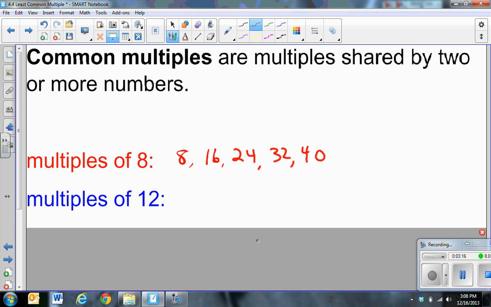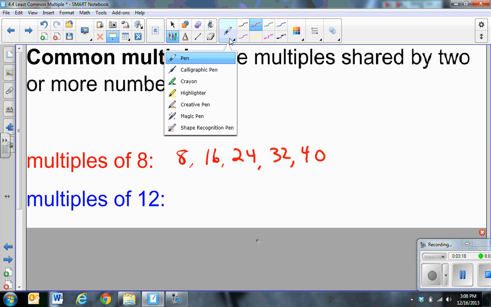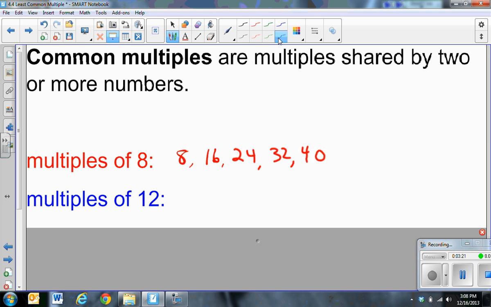Okay, and now if we look at multiples of 12, same thing. Remember what we did before? We'll start with 12. 12 times 1 is 12. 12 times 2 is 24. You seeing a common multiple yet? 12 times 3 is 36. 12 times 4 is 48. And the list goes on and on. Okay? So what we do to identify the common multiples is we just look for them. So here we go. 24 is a multiple of both 8 and 12.